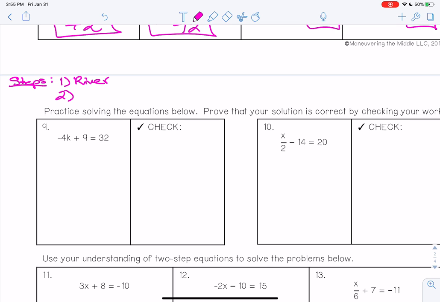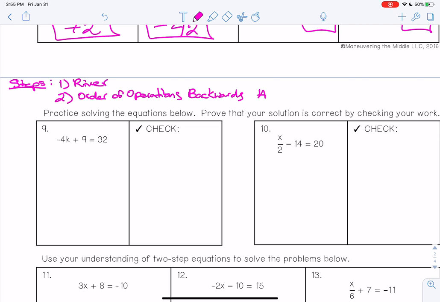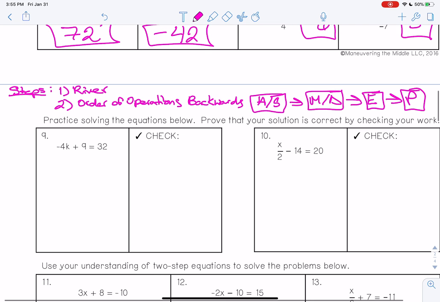Number 2, we do order of operations backwards, and that's the key. Instead of doing parentheses, exponents, multiplication slash division, addition slash subtraction, instead it's going to be addition slash subtraction, then multiplication slash division, then exponents, and then parentheses. We're going backwards, okay? Because we're solving equations. And last but not least, number 3, we do the opposite. So when we're undoing the order of operations, when we're going backwards, we're going to do the opposite.